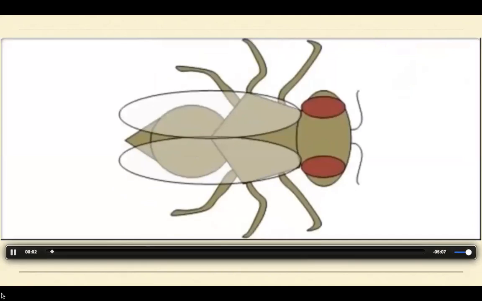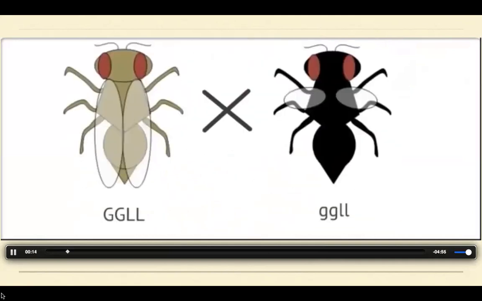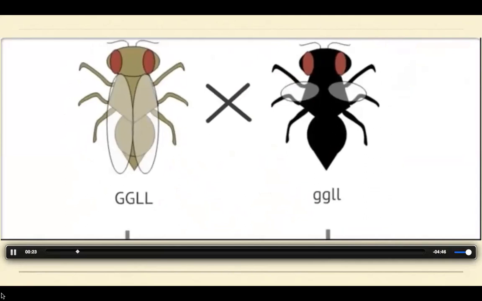Thomas Hunt Morgan was a geneticist who studied fruit flies. There were two traits that he was looking at. One gene determined the body color, and another controlled the wing length. Just like Mendel, Morgan crossed one true breeding line, which was dominant for both traits, with a line that was true breeding for both recessive traits.